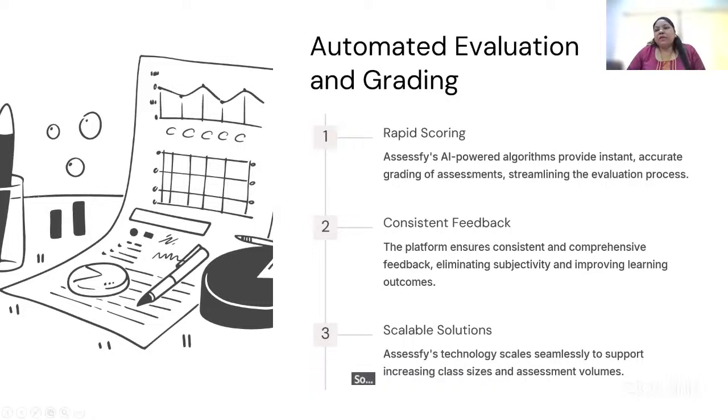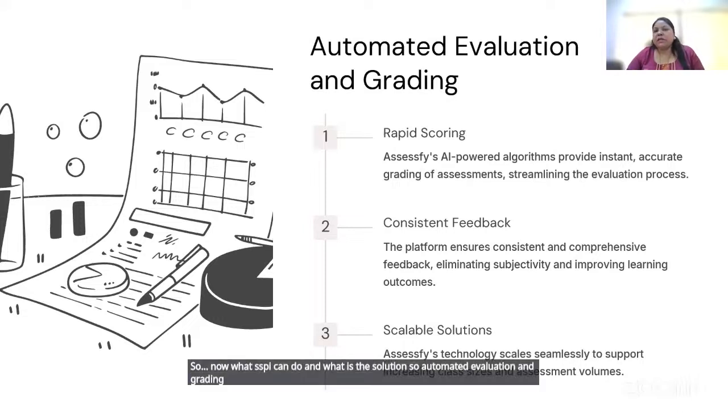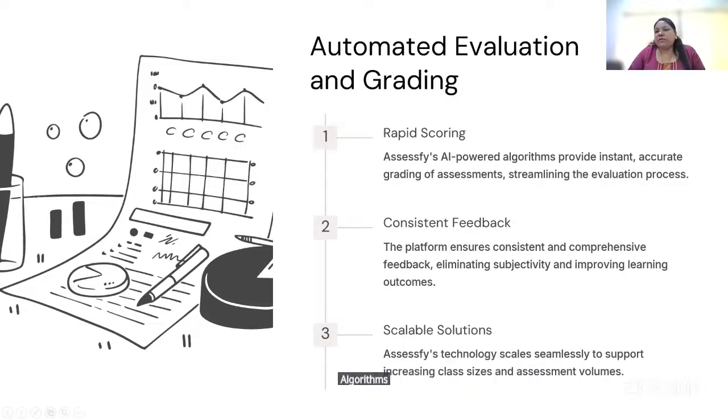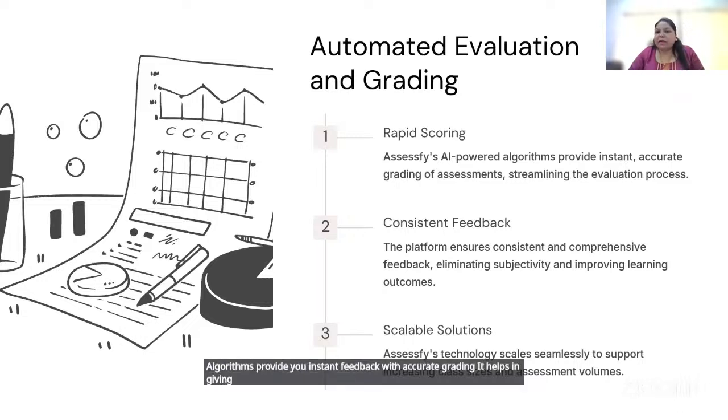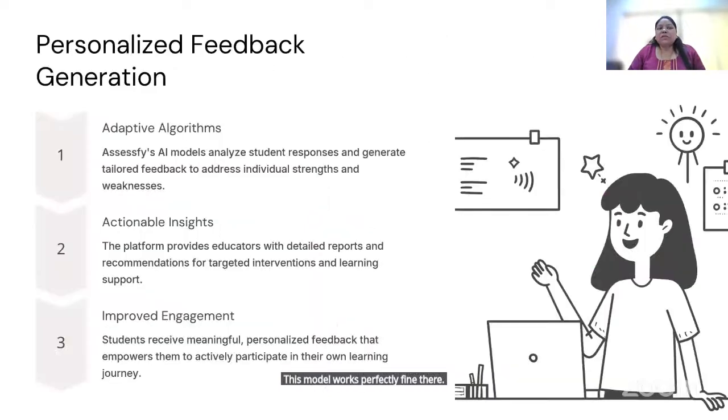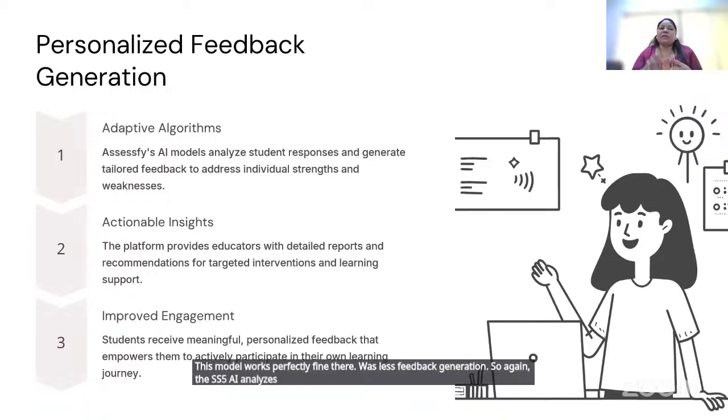Now, what Assessfy can do and what is the solution? So, automated evaluation and grading, as I mentioned earlier, there's a process where Assessfy's AI algorithm provides you instant feedback with accurate grading. It helps in giving consistent feedback, and this is a very scalable solution when it comes to a large batch size, large group size. This model works perfectly fine there. Personalized feedback generation. So again, the Assessfy AI analyzes student responses and generates very customized feedback to every student according to the answers they have written.